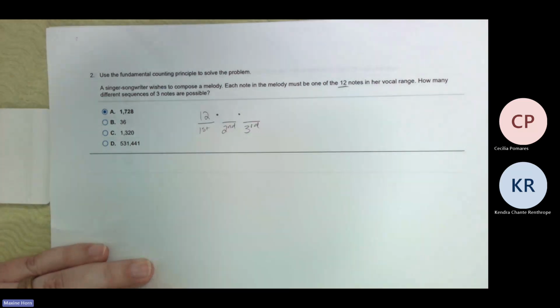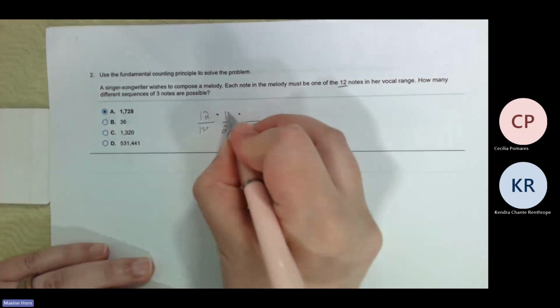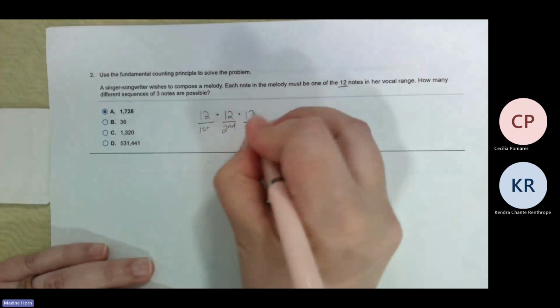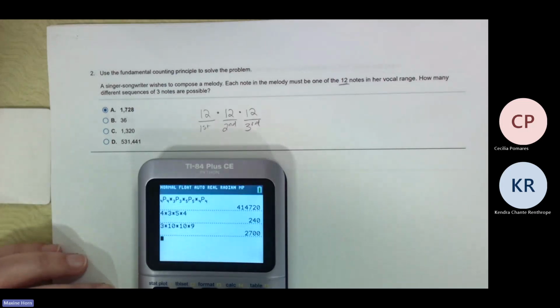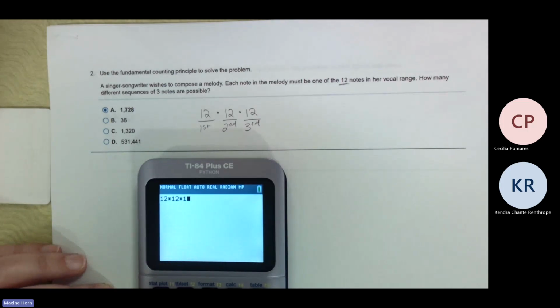So that means she could do all 12 notes for the first one, but she could repeat a note, and she could repeat it again. So we have all 12 notes for all 3 options. Again, we're going to plug that in. There's a couple different ways you could plug that in. You could say 12 times 12 times 12, or you could say 12 to the third.